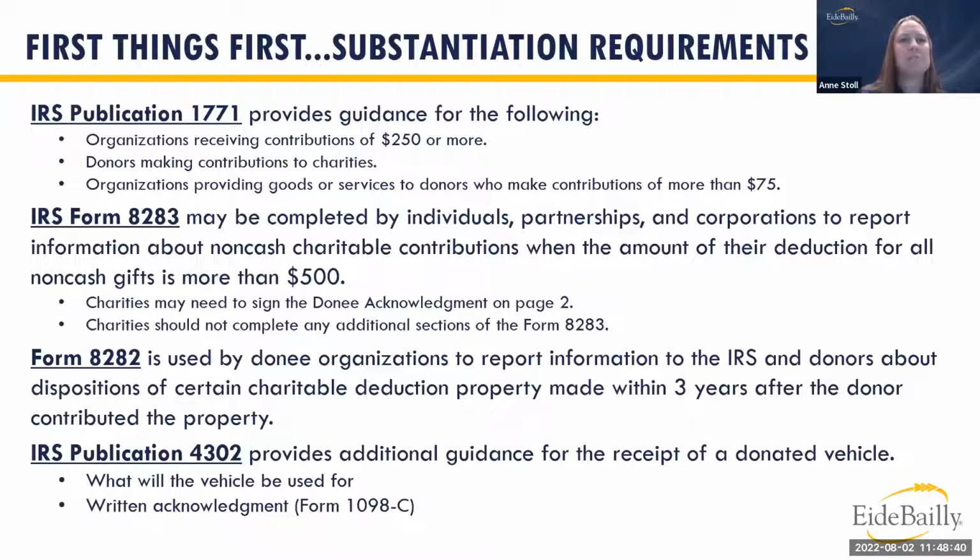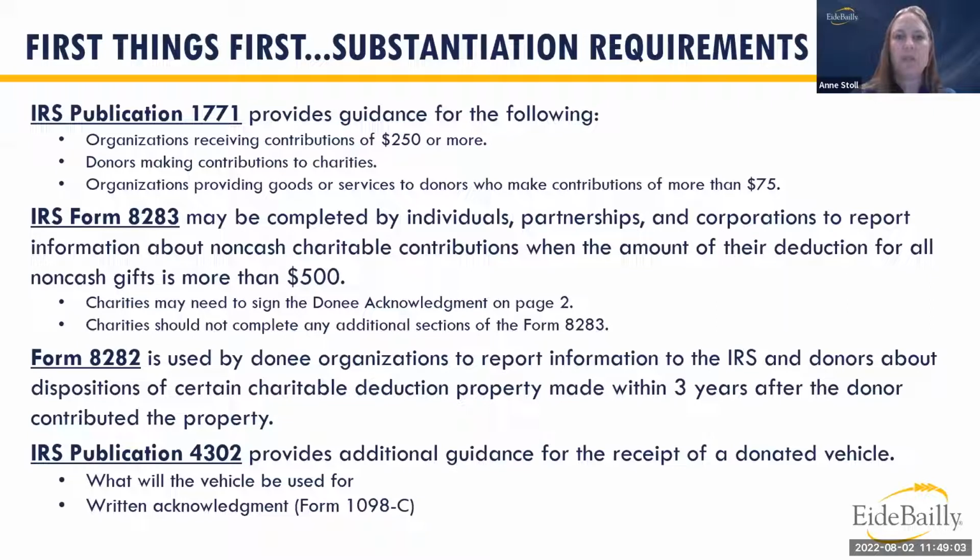The other piece that this publication covers that's very important is when you are providing goods or services in exchange for a donor who's making a contribution. And so this is something where you might have a golf outing or a gala, and the donor is paying $100 to participate in the gala or golf outing, whatever that is.